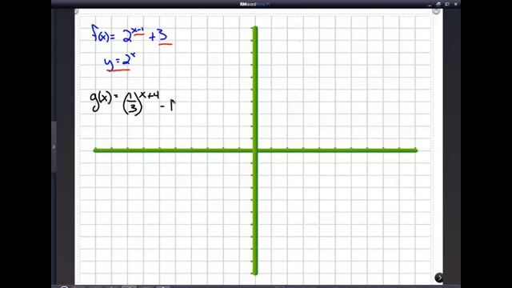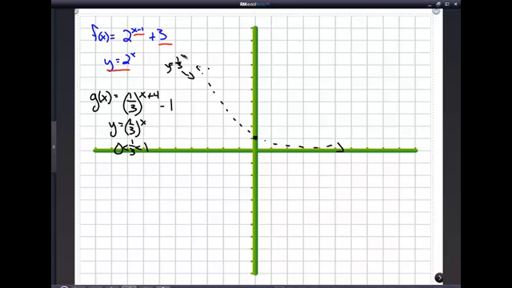Again, what we want to be able to do is look at this and go, okay, that's the mother graph. Well, what's the mother graph look like? Well, it still passes through 0, 1. But remember, because this value, 1/3, is between 0 and 1, it's going to look like that. That's the mother graph. This right here is y equals 1/3 to the x.